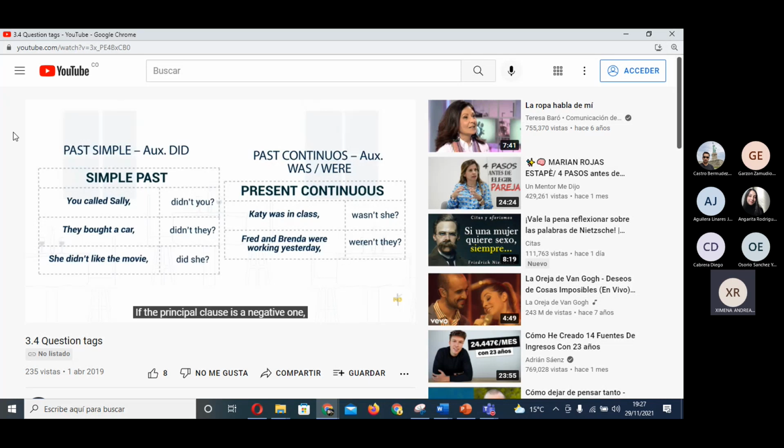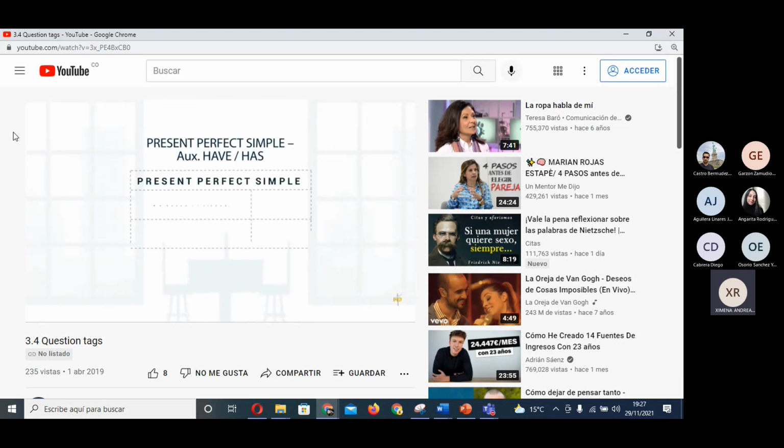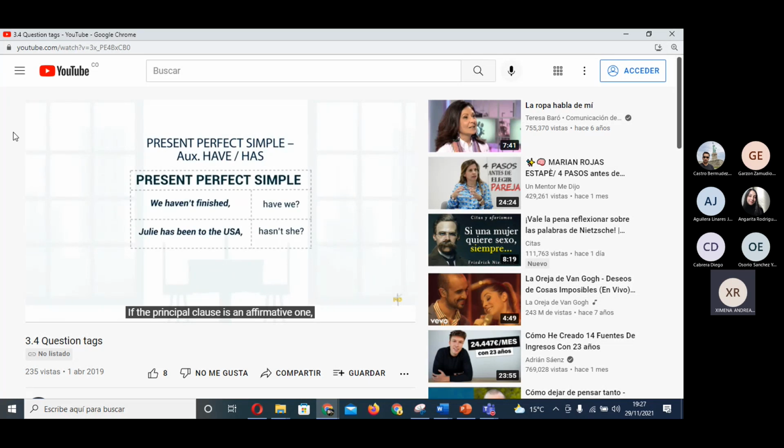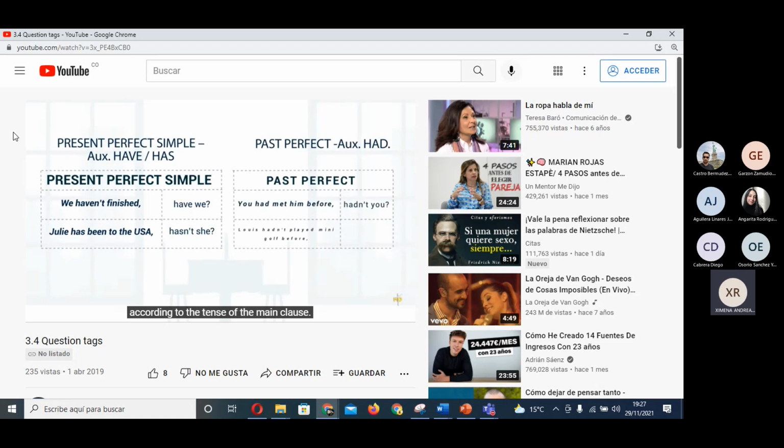If the principal clause is a negative one, then the question tag is affirmative. For example, you don't like horror films, do you? If the principal clause is an affirmative one, then the question tag is negative. For example, Mike works in a bank, doesn't he? Now let's study the question tag form. Question tags use auxiliary verbs according to the tense of the main clause. Let's check the next chart.